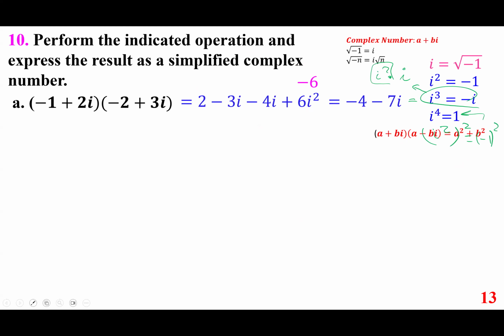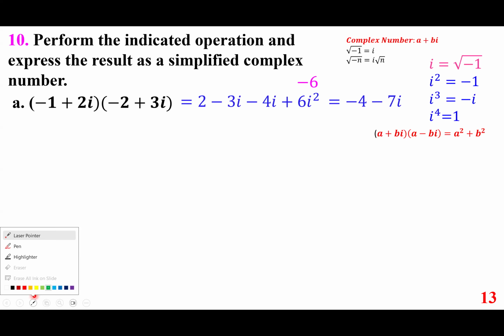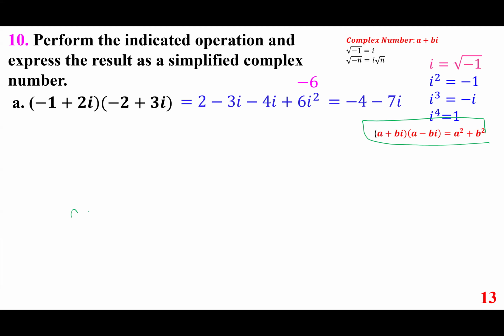Let me erase my work. When you look at this, recall a plus b times a minus b is a squared minus b squared. Therefore, this is a squared minus b squared i squared. Because i squared is -1, you get a squared plus b squared.